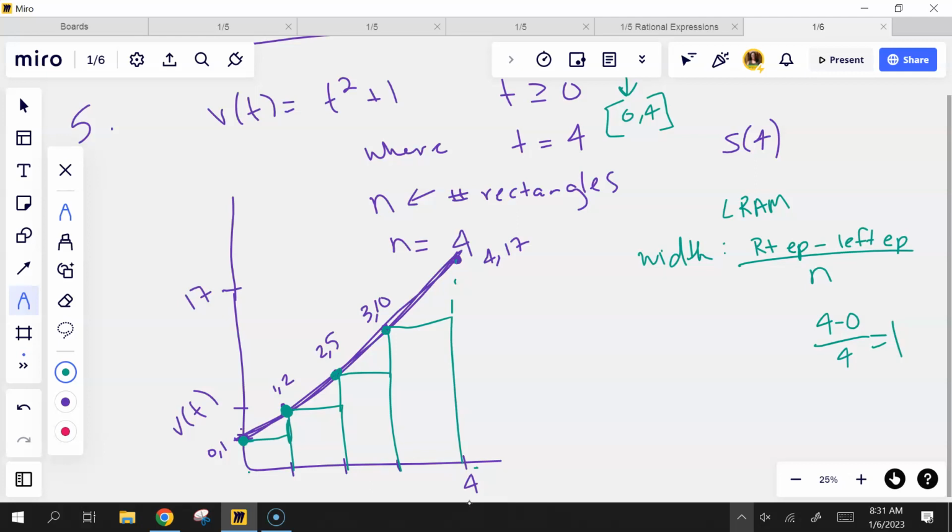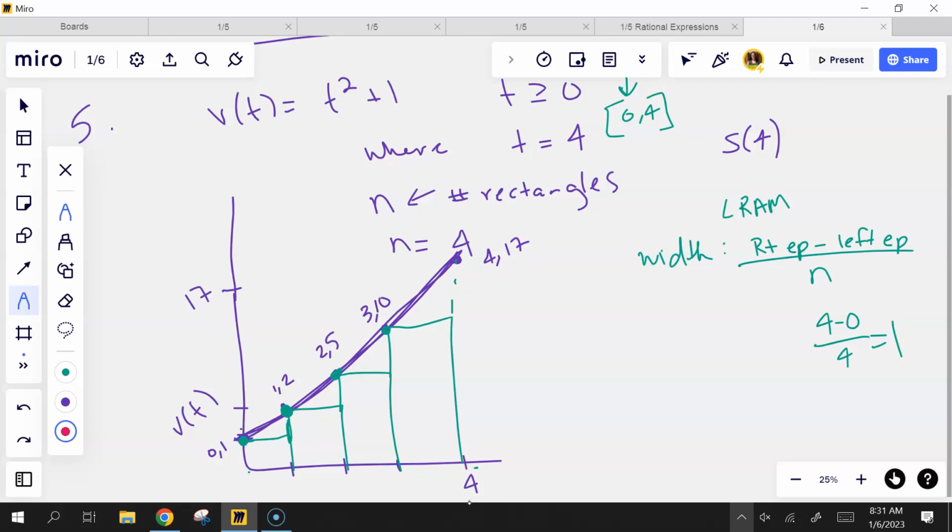Because if you were to shade all this in, I've got these little triangles here that are left out of the area, but that's okay because this is an approximation. The more rectangles I had, the closer it would be. Can you guess what a right RAM is going to be? An overestimate, that's right. Because if I go from the right and over, it's going to give me too much area. But that's okay.